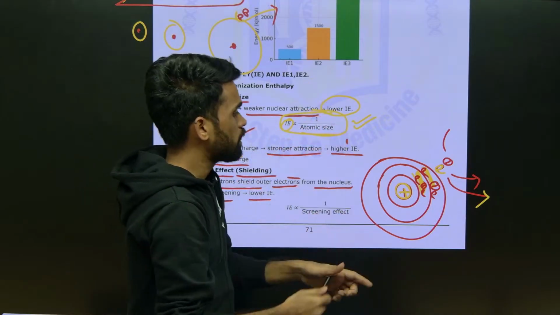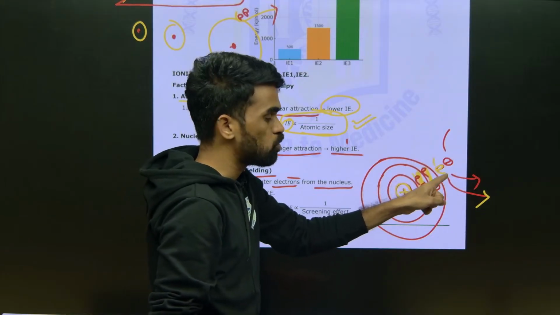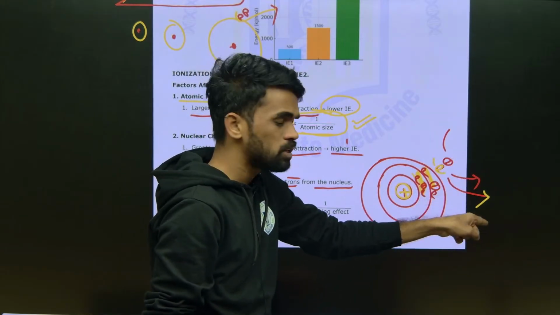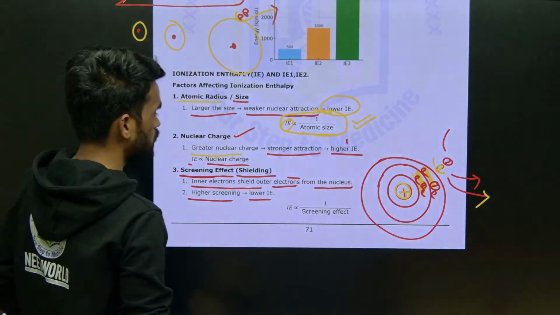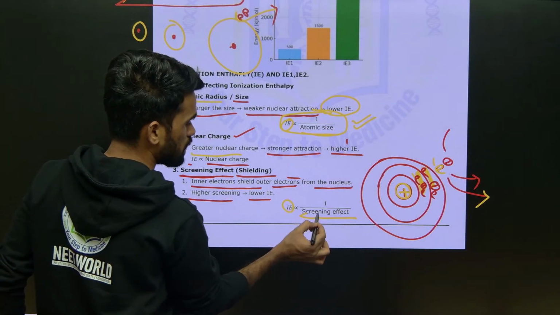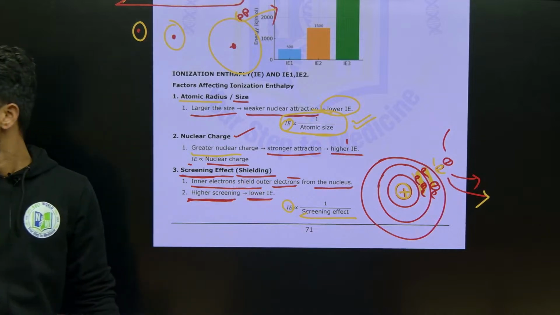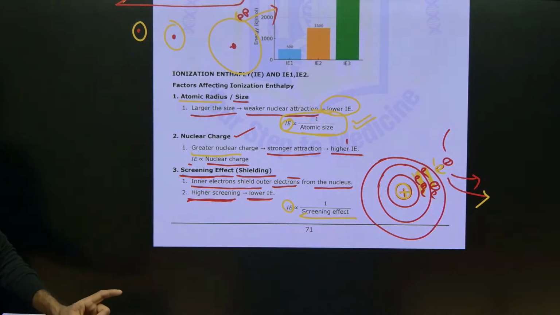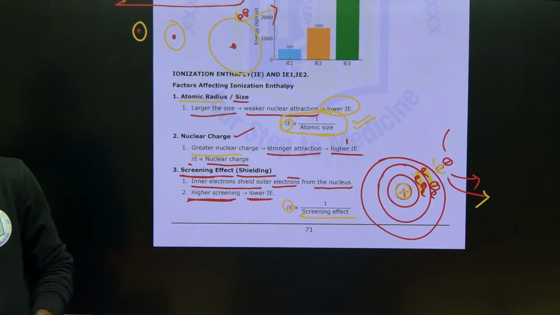So that's why if the shielding or screening effect is increasing, we can easily remove the valence electron. It means the ionization energy will be lower. So see, the greater the shielding, the lower the ionization energy. They are inversely proportional. Higher the screening, lower the ionization energy. Okay, right. So this is also clear now. If these factors are clear, just click on the like button.